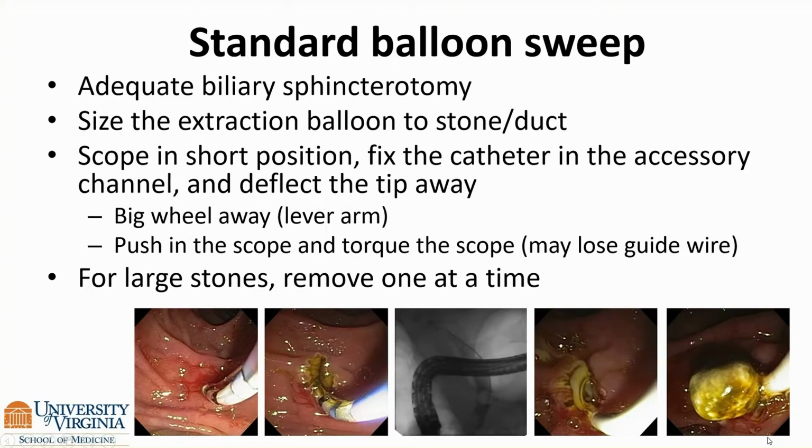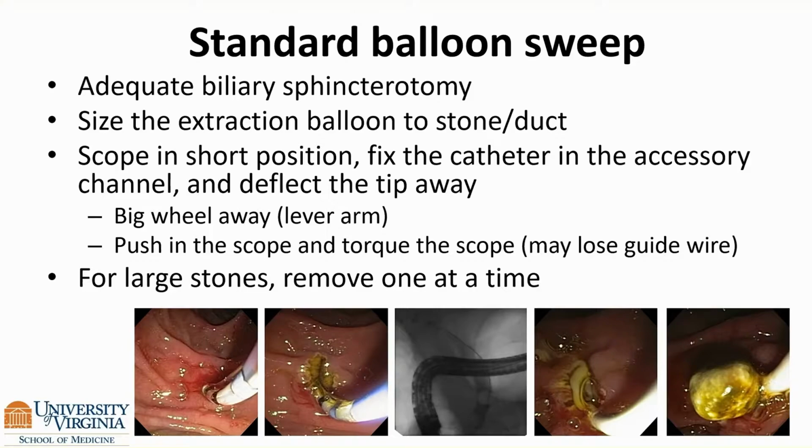So with respect to how to remove these stones, standard case would be an adequate sphincterotomy. Size it to the size of the stone. You then use an extraction balloon. Typically, that's what I use, or a basket. Size it to the size of the stone or the duct. With the scope in the short position, fix your catheter in the accessory channel and deflect your tip away. I usually tell my fellows to big wheel away.